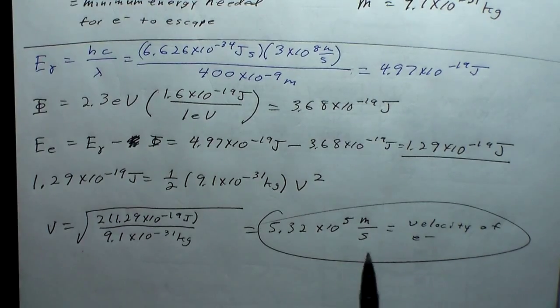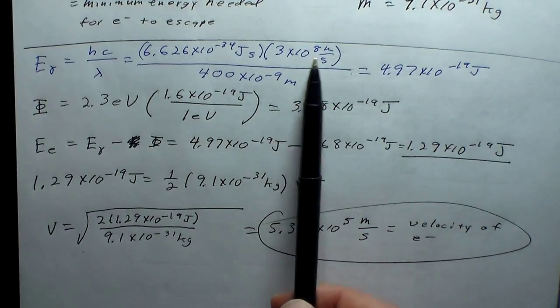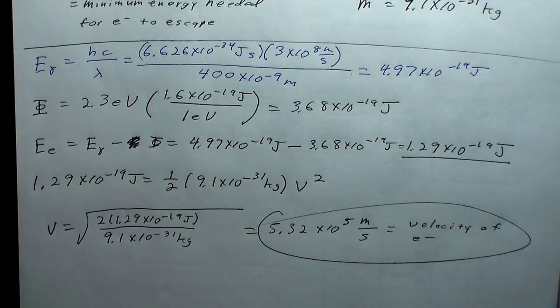This is much less than the speed of light, 3 times 10 to the 8th meters per second, which is always a good check because we can't have anything going faster than the speed of light. If we were dealing with very, very high energy photons where you could conceivably get velocities greater than the speed of light, then you would need a relativistic treatment. But for the stuff we're doing here, we don't do that. All your velocities should be much less than the speed of light, which it is, so this is good.